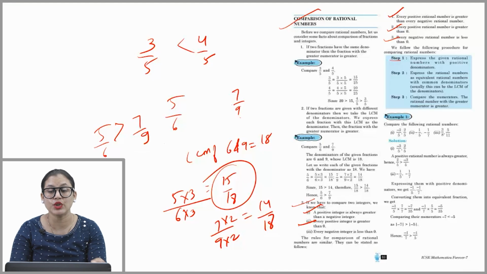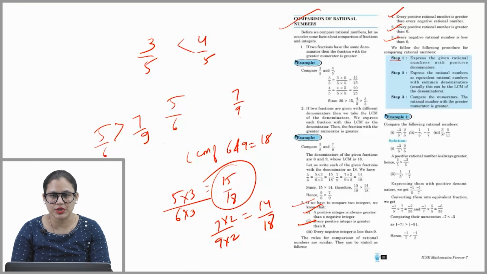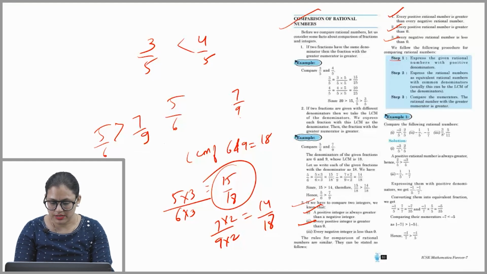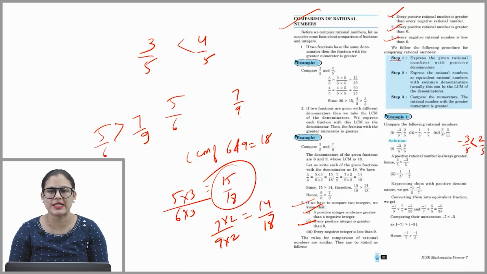Step 3, compare the numerators. The rational number with the greater numerator is greater. Example, compare the following rational numbers. Minus 3 by 5 and 2 by 5. This is a positive rational number. So clearly a positive rational number is always greater than a negative rational number, right?